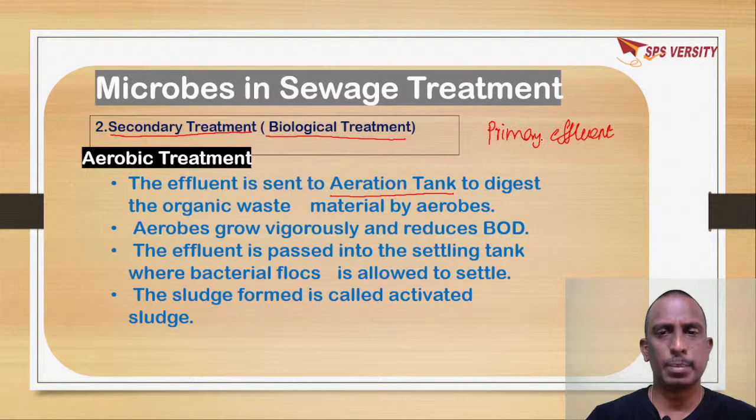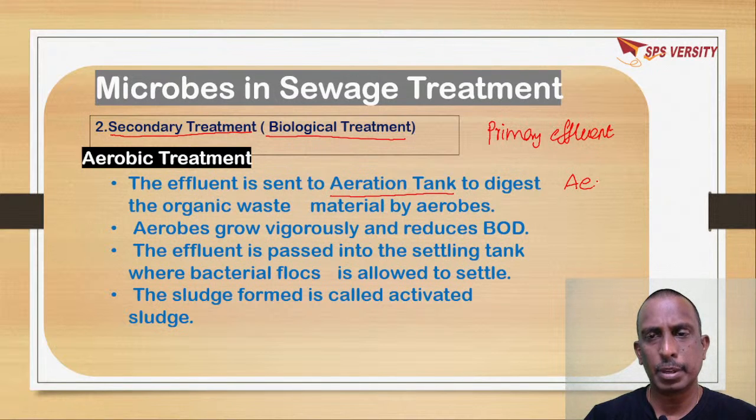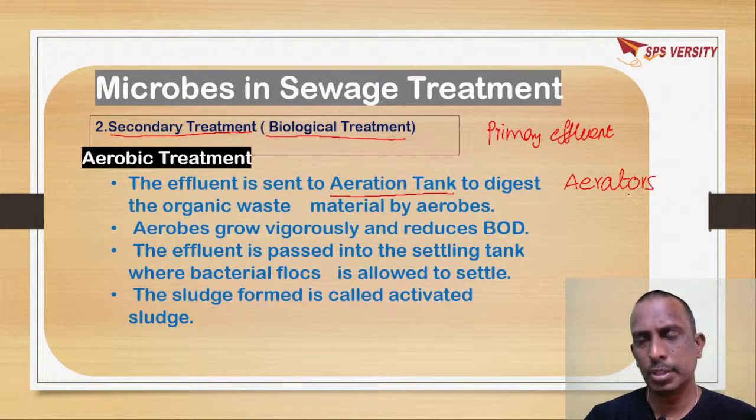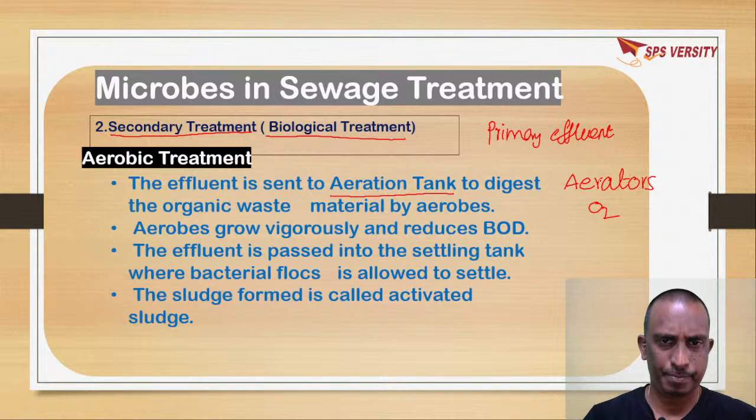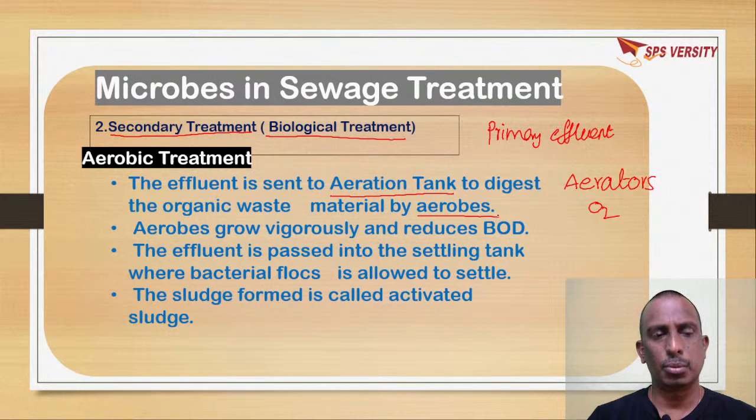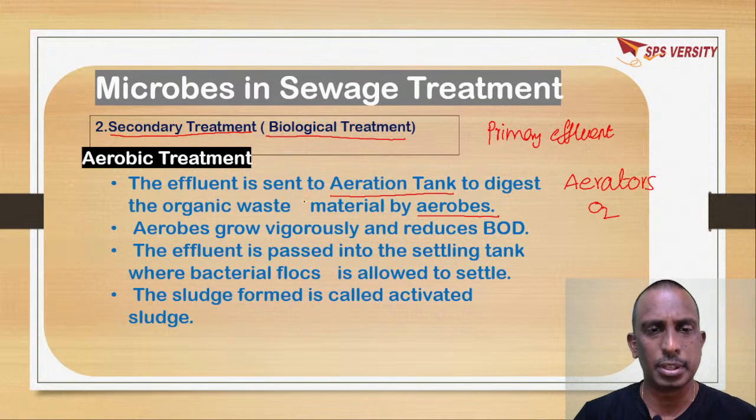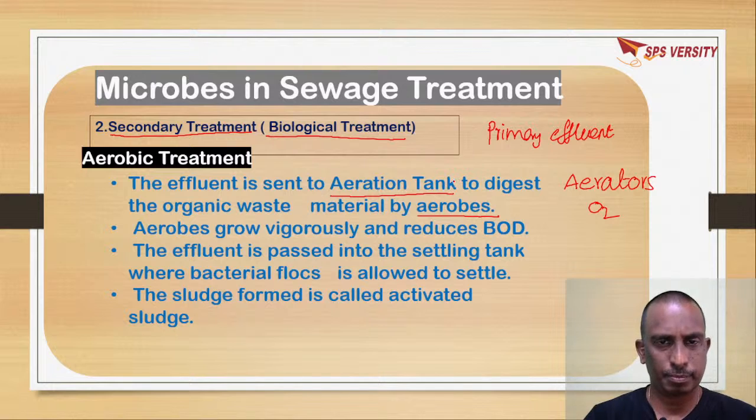What is meant by aeration tank? In this aeration tank, there will be equipment called aerators, which will increase the oxygen level in the sewage. To digest the organic waste present in the sewage, oxygen is required. The organisms which use oxygen to digest the organic waste are aerobes.